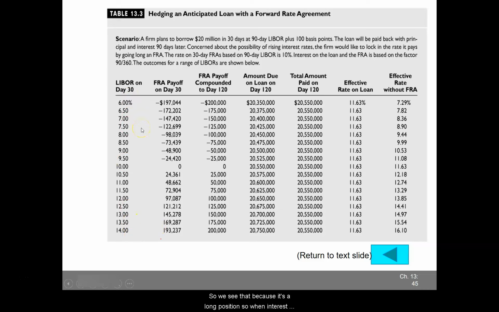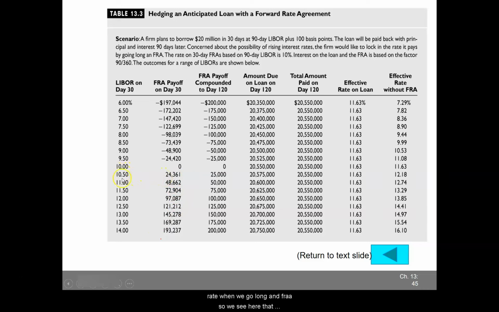So we see that because it's a long position, when interest rates are low, there is a loss on the FRA, and when interest rates are high, there is a gain on the FRA. And as we know, we want to protect ourselves against the rise in interest rates when we go long in FRA.